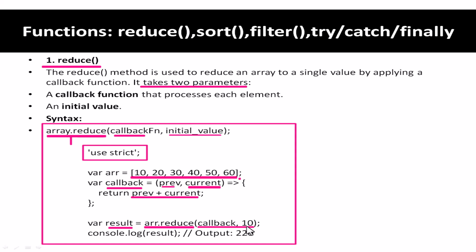So here the total value will be added. 60 plus 50 is 110, 110 plus 40 is 150, 150 plus 30 is 180, 180 plus 20 is 200, 200 plus 10 is 210. So it will be added through the callback. It is going to add the value of 10. So callback comma 10, and because of that, the output is 210.